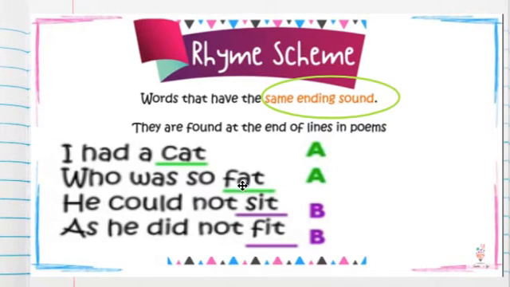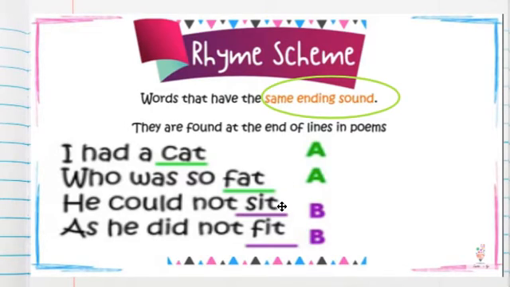Notice that the last word in each line is underlined. We have cat, fat, sit, and fit. Now, the word cat rhymes with the word fat, right? And the first letter in the alphabet is, you guessed it, the letter A. So we add an A there. Now, because fat rhymes with cat, that's also an A, right? Because these two words rhyme.